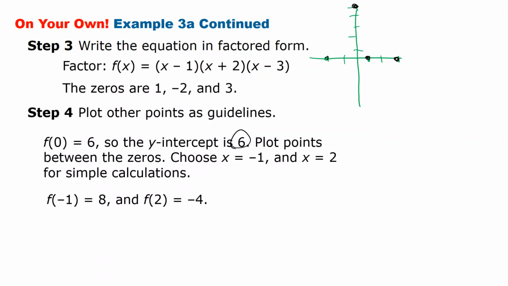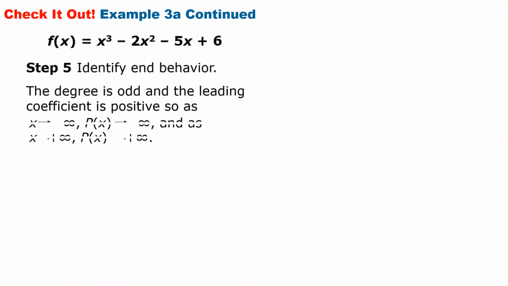Okay. And another choice might be -1 and 2. All right. So f of -1 is 8. So that's way up there. And f of 2 is -4. So that's going to be way down here. So you can kind of get an idea of what our graph is going to look like by now.